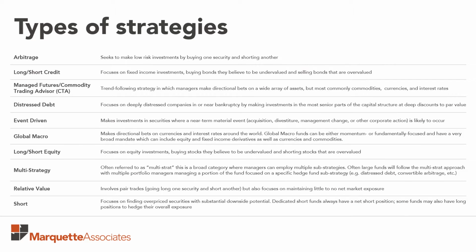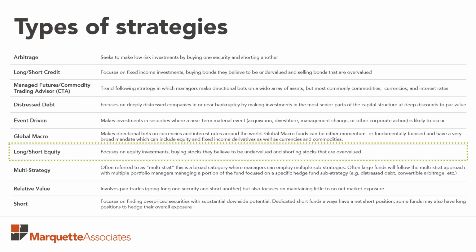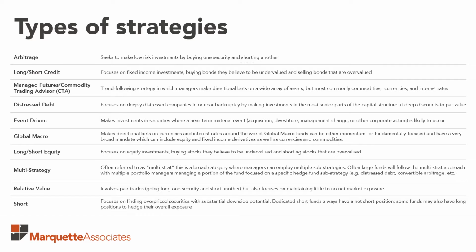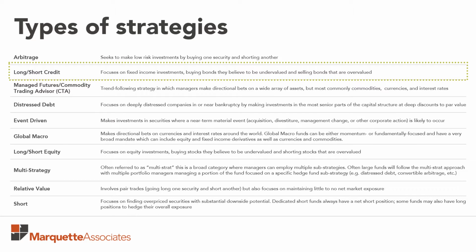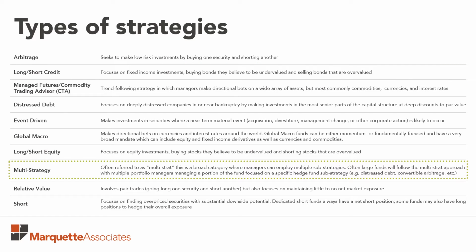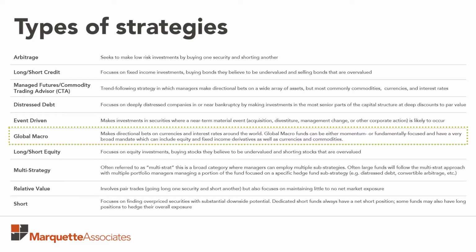This slide touches on the popular hedge fund strategies that are in use today. Long short equity funds go long equities they feel are undervalued and go short equities that are overvalued. Long short credit funds buy bonds they believe are undervalued and sell bonds that are overvalued. Multi-strategy managers have multiple portfolio managers managing a portion of the fund, focused on a specific sub-strategy. Global macro makes directional bets across equities, fixed income, currencies, and commodities.